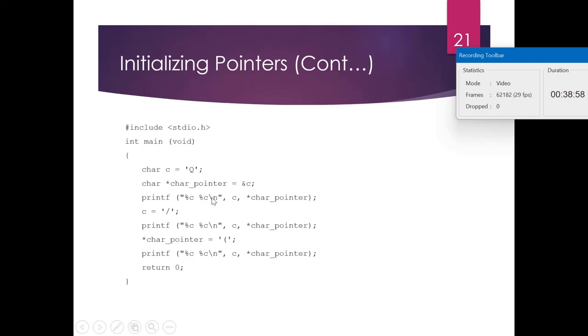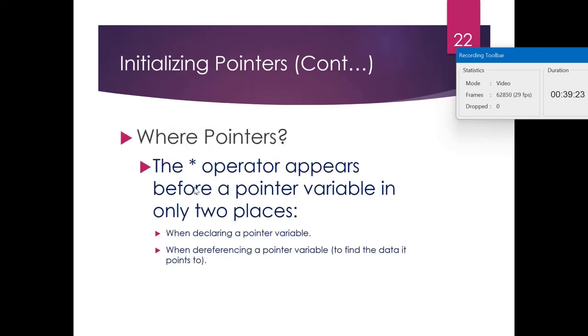Here what I wanted to convey: when we use the name of the pointer, this char pointer, it gives the memory address, and if you use this name along with the pointer symbol or asterisk symbol, it gives the data value of this pointing variable. Okay.